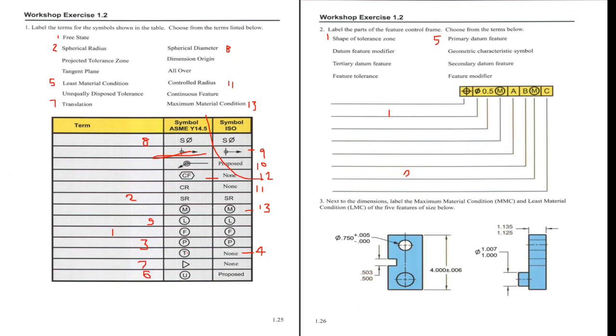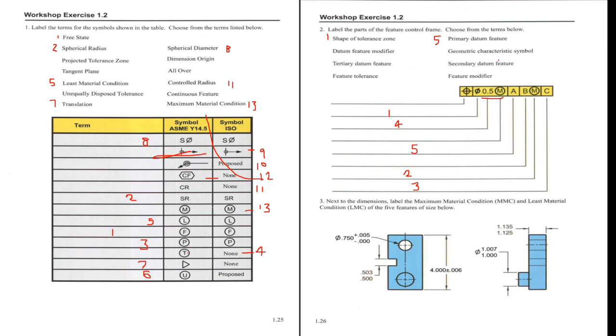It would be 2. Then the tertiary datum feature here, C, is our tertiary datum feature, then secondary and primary. Then next is the feature tolerance. Here, this 0.5 is our feature tolerance. So I can give it a number 4. Then 5 is the primary datum feature. It's here, A.